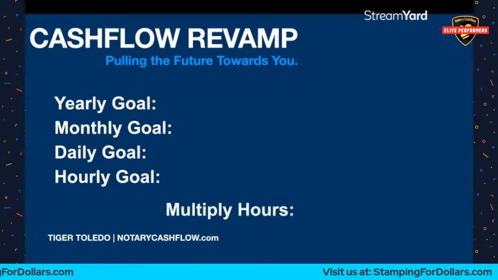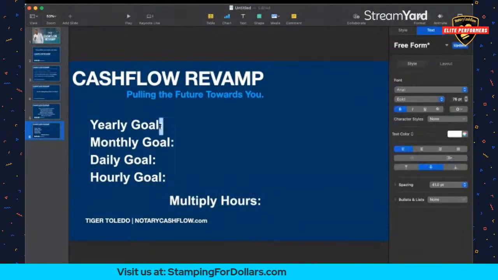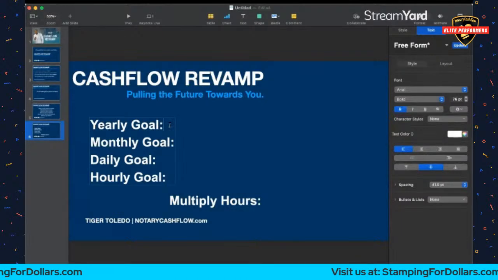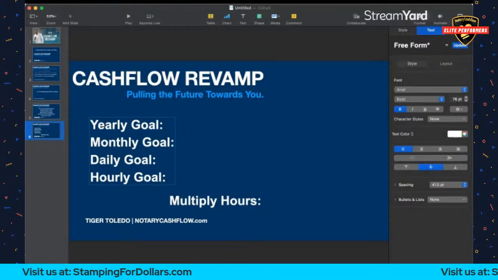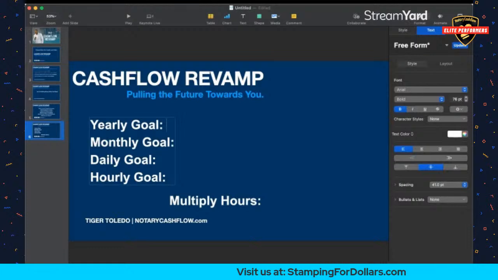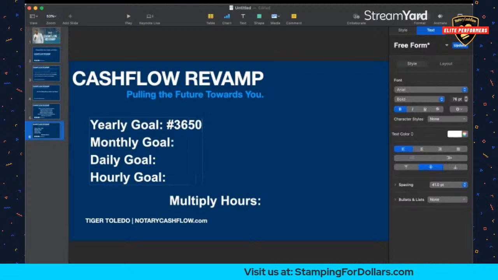So I'm going to exit out of this. I want to show you exactly what I mean. Okay, what we're going to do, we're going to reverse engineer this. So let's just say you wanted to make, in a year's time, $365,000 a year. Okay, we're just gonna throw this number out.